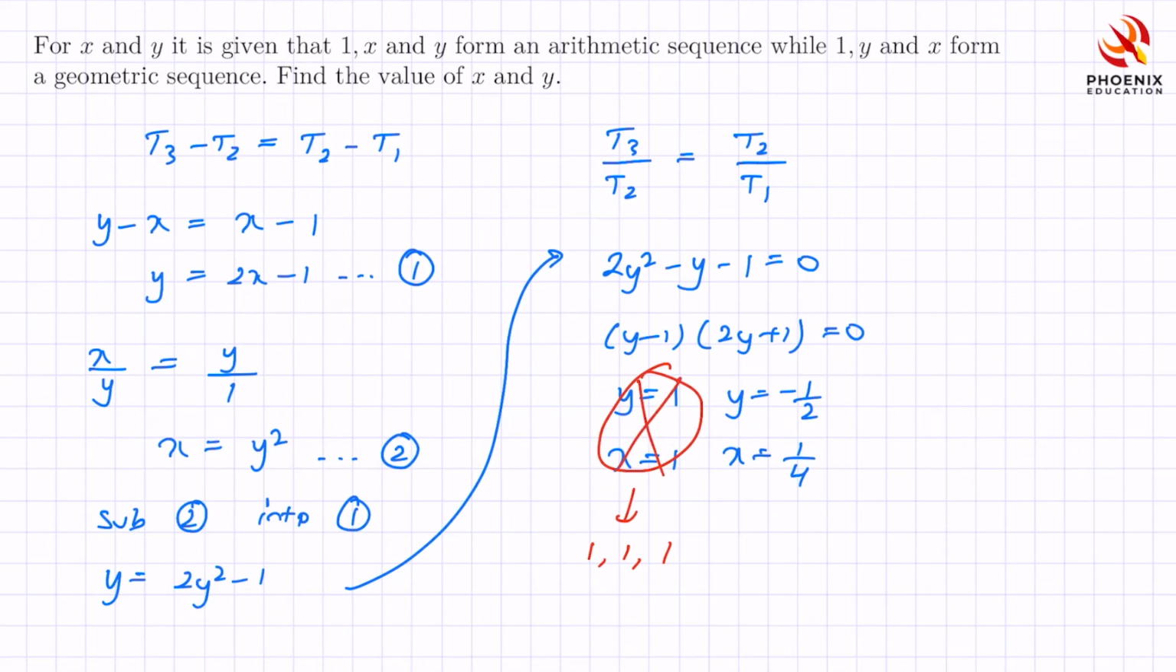Let's take a look at our second set of values. For the arithmetic sequence, we have 1, a quarter, and negative half. You can see that the difference is negative 3/4 between each term. And for the geometric sequence, we have 1, negative half, and a quarter. The common ratio here is negative half. So you can see that these values of x and y allow us to form a geometric and arithmetic sequence. And so then this is the answer to our question.